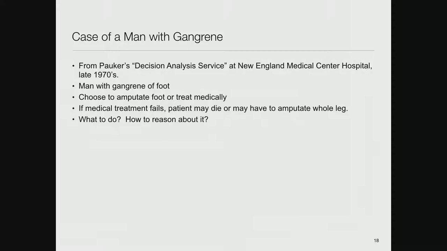This actually comes from a decision analysis service at New England Medical Center, Tufts Hospital, in the late 1970s. So this was an elderly Chinese gentleman whose foot had gangrene. So gangrene is an infection that usually people who have bad circulation can get these.